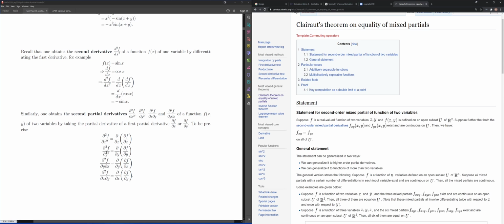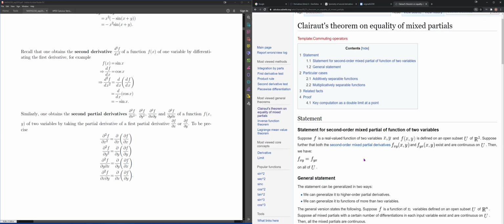These being equal to each other is called Clairaut's theorem. The condition under which this occurs is that your second partials exist and are continuous on the region that we're talking about. And that will be satisfied in our cases.